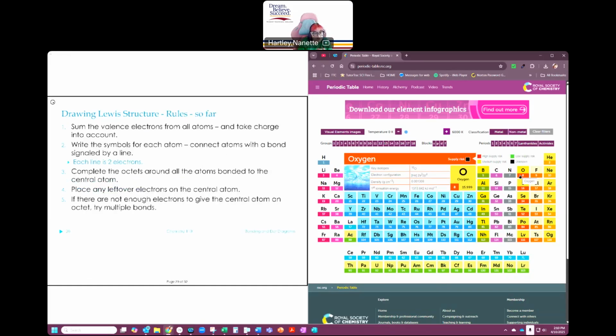Now, the rules so far: we're going to sum the valence electrons from all atoms, and we're going to take the charge into account. We're going to write the symbols for each atom. Connect those atoms with a bond, which is signaled by a line. Each line contains 2 electrons. We're going to complete the octets around the atoms bound to the central atom. And then we're going to place any leftover electrons on the central atom. And if there are not enough electrons to give the central atom an octet, then we're going to try multiple bonds. Okay, so that's what we're going to do first. So let's see what that looks like.